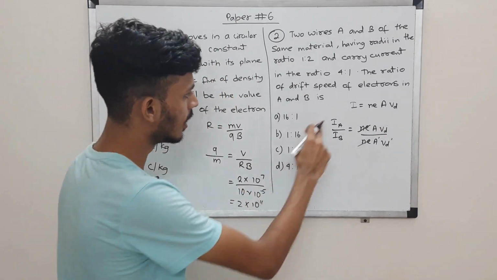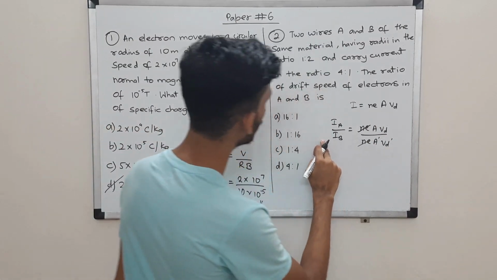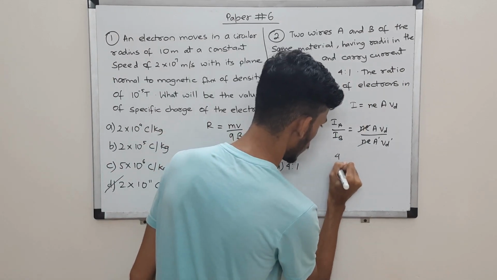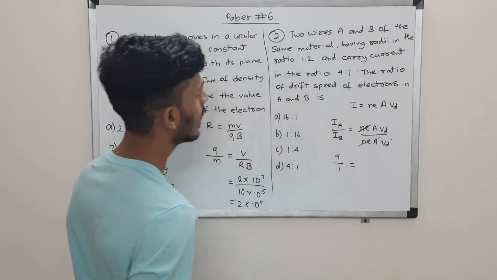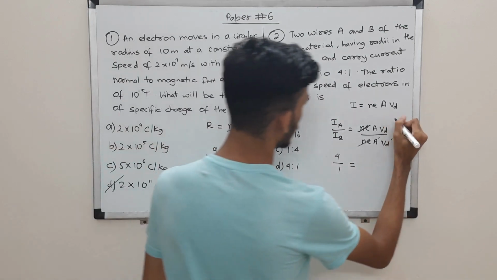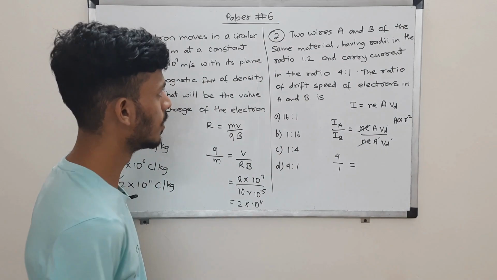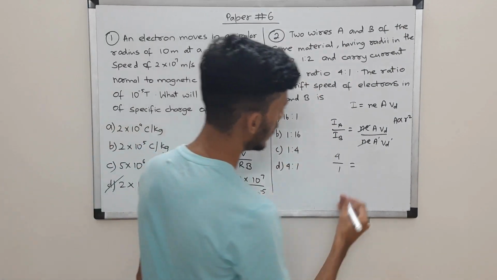So Ia by Ib, that ratio we are already given. Current in the ratio 4:1, so 4 by 1. And area is proportional to R square, right? So this we have to write in terms of R square, so 1 by 2.